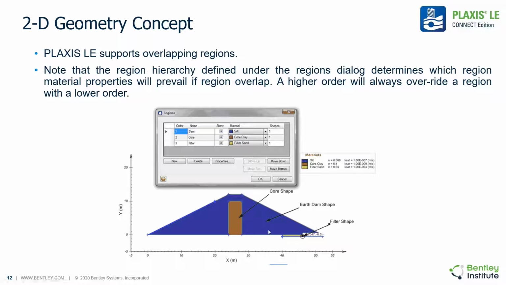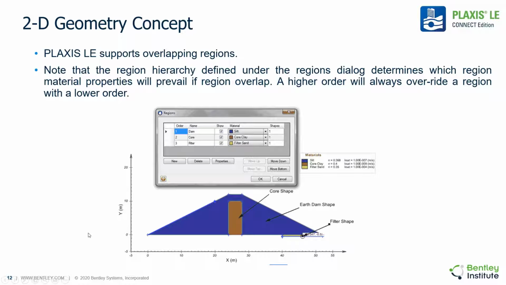For example, in this model referring to a dam, it would be difficult to draw the core region indicated in brown if overlapping regions are not possible. Without overlap, the dam region must be drawn to follow around the core region of the model. With overlapping regions, the dam region can be drawn to completely encompass the core region.